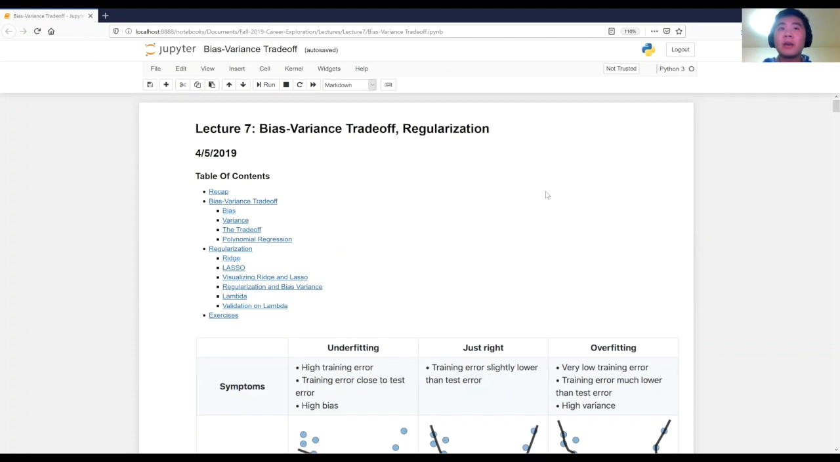So this week, I'll be talking a bit about the bias-variance trade-off and regularization. This is one of my favorite topics that we teach here because it combines high-level mathematical intuition with really useful and practical skills that data scientists and machine learning people have to use on a pretty frequent basis.